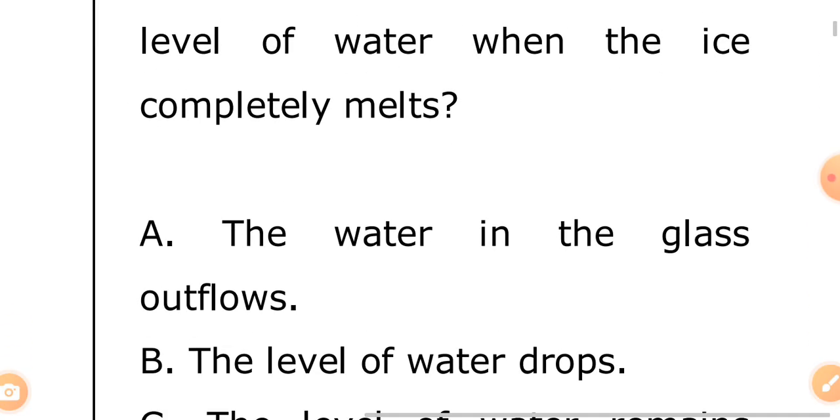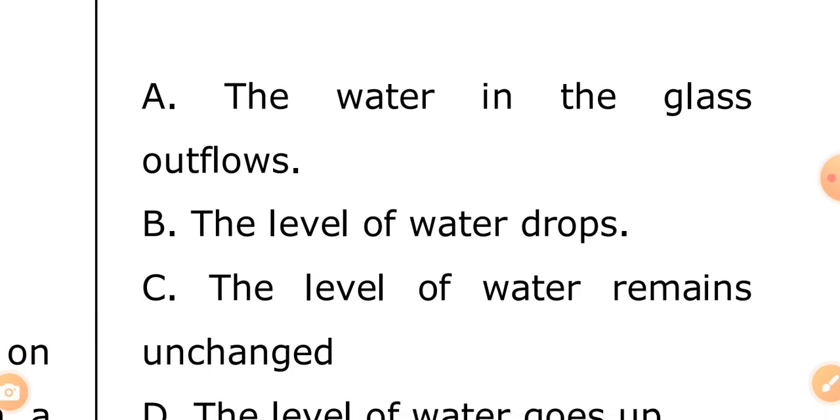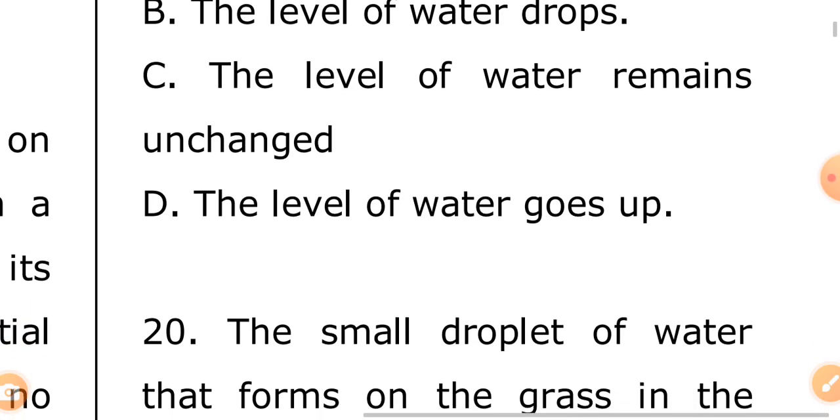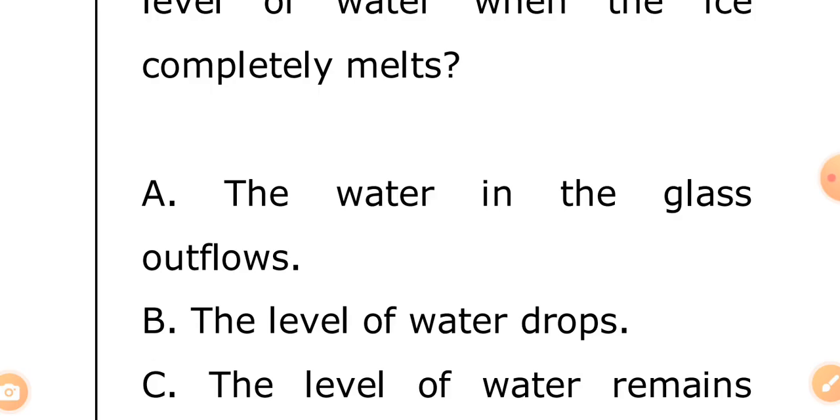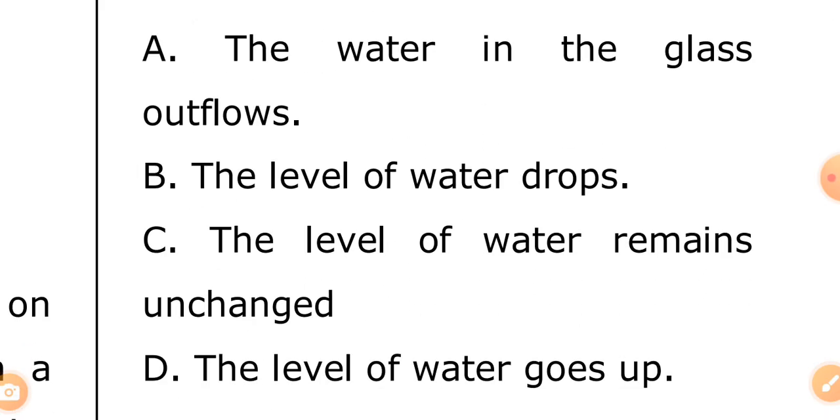A, the water in the glass overflows. B, the level of water drops. C, the level of water remains unchanged. D, the level of water goes up. Let me ask you the question again. If a container is filled with ice to the brim, what happens to the level of water when the ice completely melts? Does the water in the glass overflow, or the level of water drop, or the level of water remain unchanged, or the level of water go up?